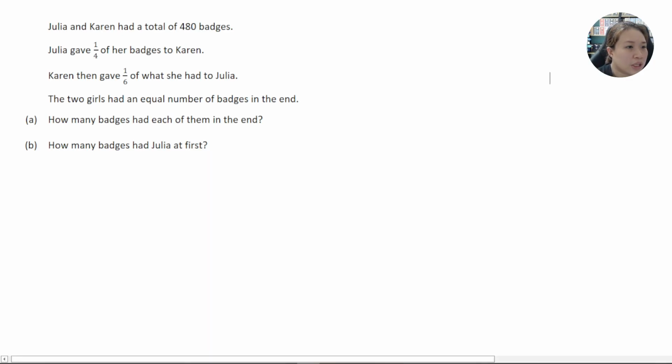So Julia and Karen had a total of 480 badges. Julia gave 1/4 to Karen. Karen then gave 1/6 of what she had to Julia. Then the two girls had an equal number of badges in the end. Part A is asking us how many badges each of them had in the end.